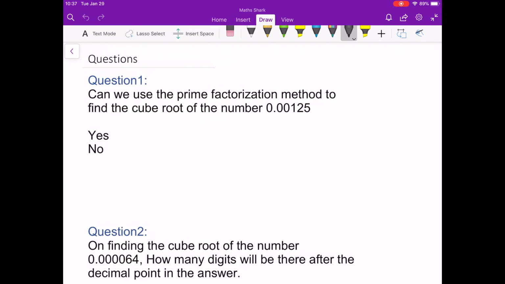Question 1. Can we use the prime factorization method to find the cube root of the number 0.00125? The answer is no, because we cannot apply it. After the decimal point, there are 5 digits. So we cannot apply this method. The prime factorization method works only when the number of digits after the decimal point is 3 or multiples of 3.